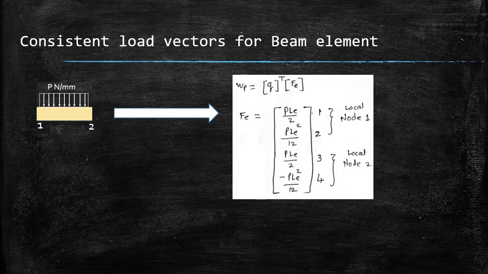Here the work potential is again rewritten like Q transpose into Fe, where Q transpose is a row vector now, because Q is a column vector, so Q transpose will be a row vector, and this matrix is written Fe. The matrix Fe is like this: column vector PLE by 2, PLE square by 12, PLE by 2, minus PLE square by 12. So as I explained earlier, these first two terms are specific to local node number 1, and the third and fourth terms, the last two terms, are specific to local node number 2.